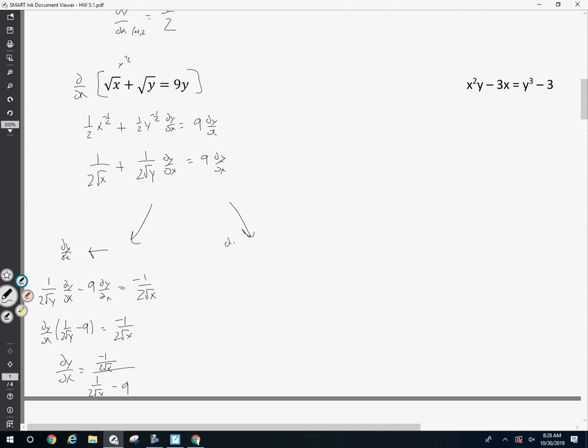Let's see what happens if I move my dy/dx's to the right. I'd leave the 1 over 2 root x, and I'd have 9 staying positive, and then I'd subtract the 1 over 2 root y dy/dx. I'd factor out the dy/dx on the right side. Where it ends up, it doesn't matter. And I divide, getting me dy/dx equals 1 over 2 root x over 9 minus 1 over 2 root y. Opposites of each other, but notice, if you factor out a negative from this, you get the same thing as that. So they're equal to each other.